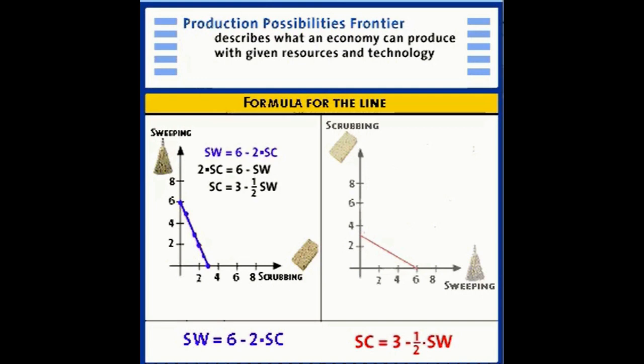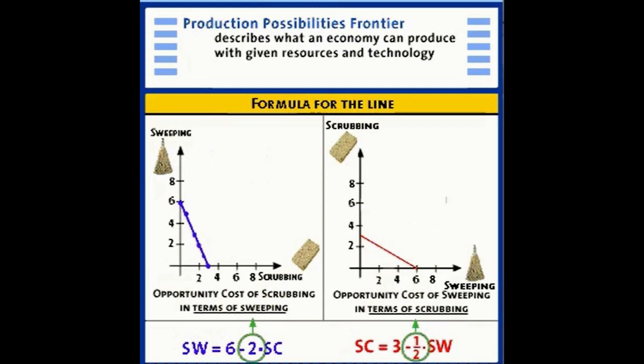Now, this is the thing that's important to notice. The opportunity cost of scrubbing measured in terms of sweeping is the reciprocal of the opportunity cost of sweeping measured in terms of scrubbing. If Bernie wants to sweep a room, he has to give up half a room that he could scrub. If Bernie wants to scrub a room, he has to give up 2 rooms that he might otherwise sweep. See, the opportunity costs are reciprocals of each other, and that makes mathematical sense because whenever you're moving and dividing, you're going to wind up with the reciprocals.